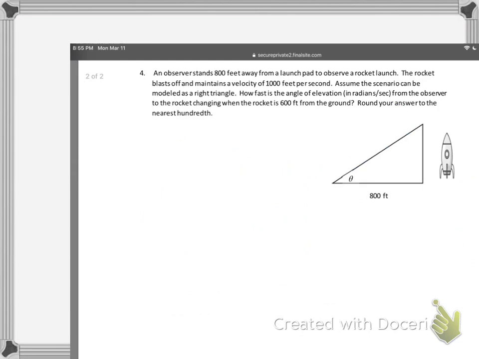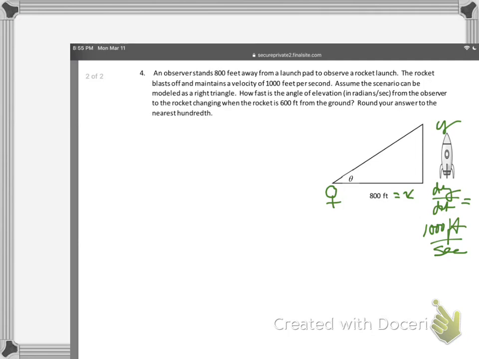Let's begin reading. An observer stands 800 feet away from a launch pad. So this is where my observer is. The rocket blasts off and maintains a velocity of 1,000 feet per second. If this is going to be my x, then this will be my y, and my dy dt is going to be 1,000 feet per second.